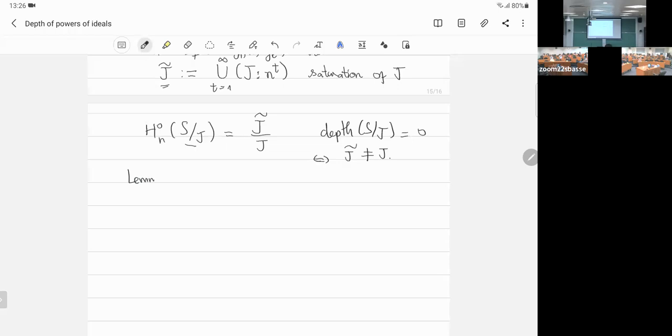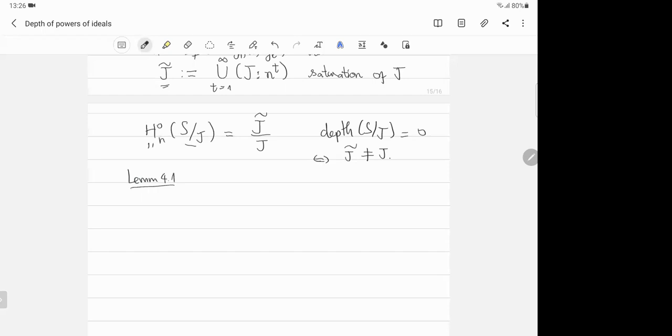What do you mean by H0N? You mean cohomology or something? Local cohomology, yes. You can define it directly: everything in S/J that is killed by some power of N. It is the zeroth local cohomology of S/J with support in N.